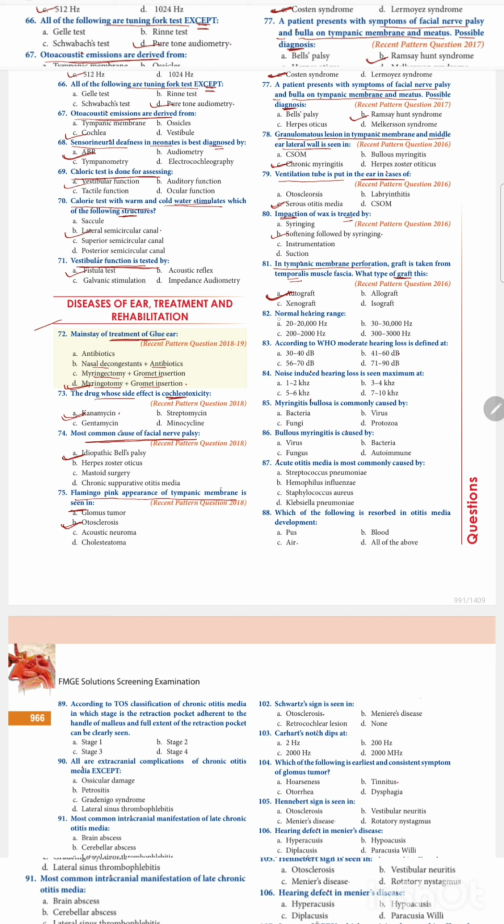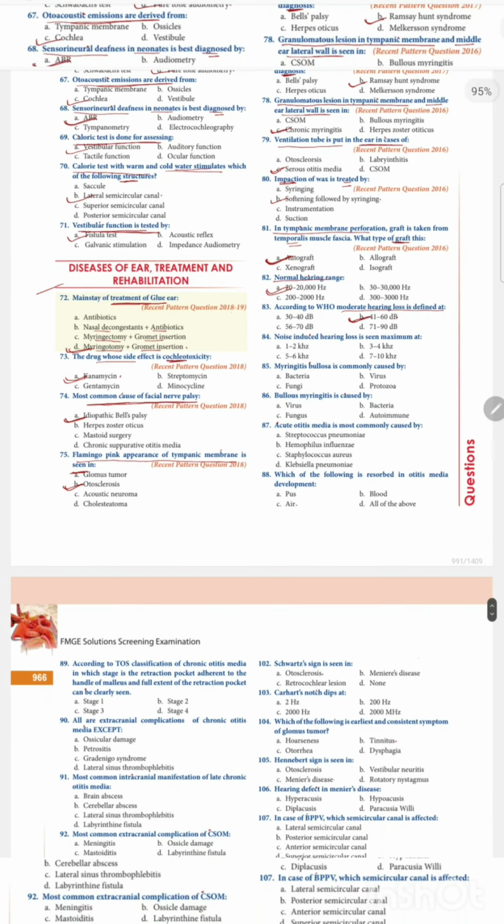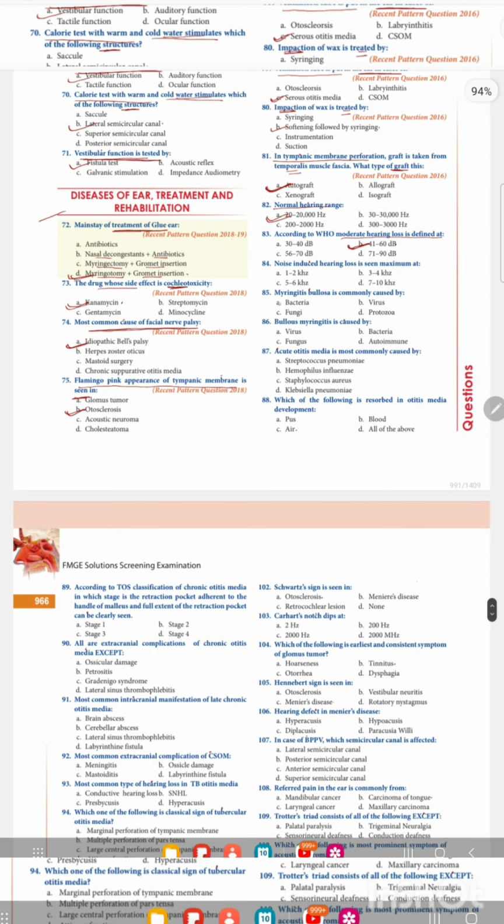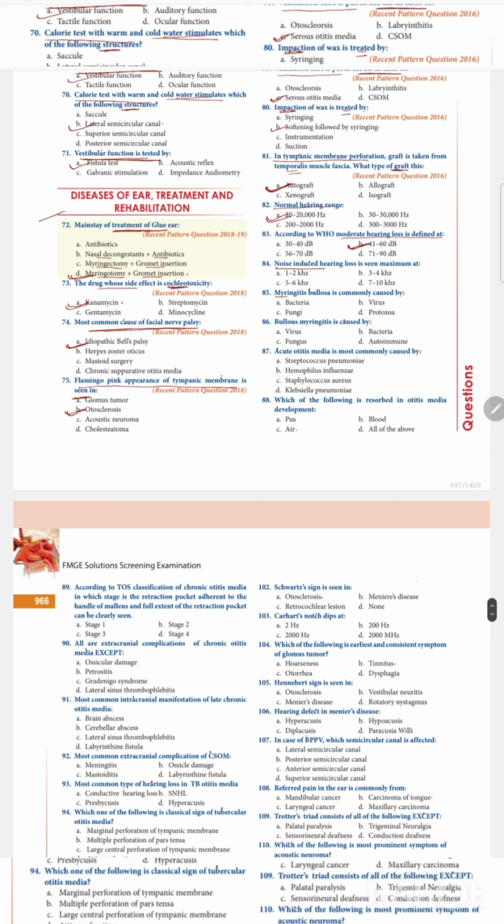Normal hearing range is 20 to 20,000 Hz. According to WHO, moderate hearing loss is defined as 41 to 60 decibels. Noise induced hearing loss is seen maximum at 4 to 6 kHz.